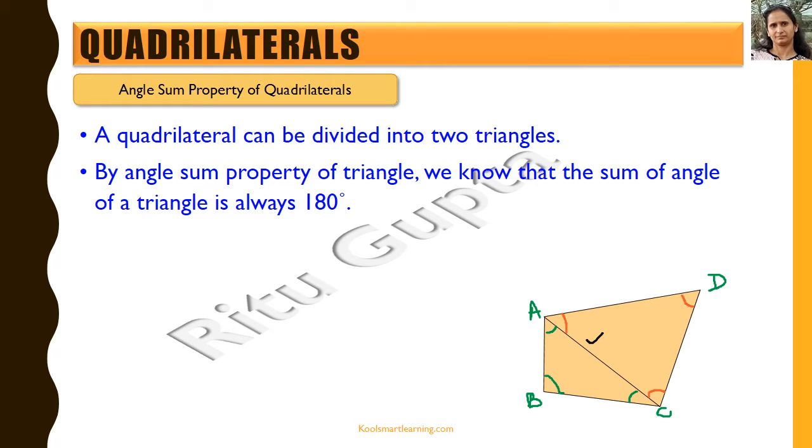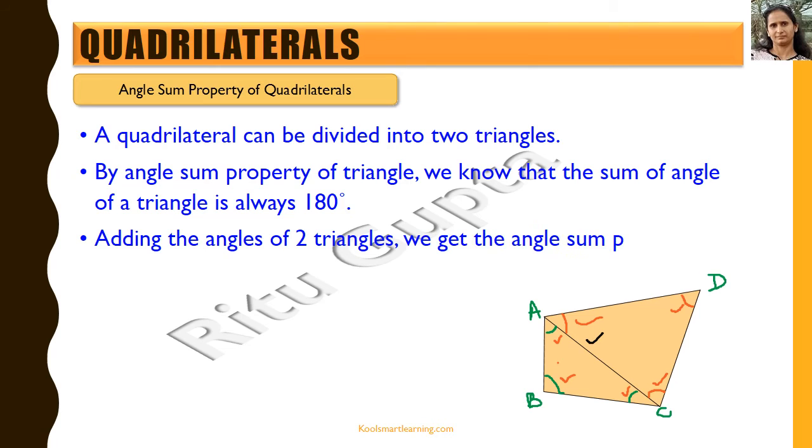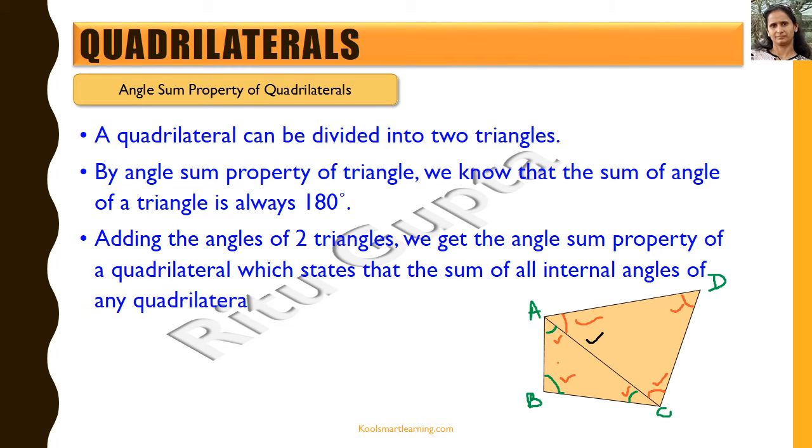Now if we want to find the sum of angles of this quadrilateral, we can simply add all the angles of these 2 triangles, and that comes out to be 360 degrees. So we can say that the sum of angles of a quadrilateral will always be 360 degrees. So this is the angle sum property of a quadrilateral.